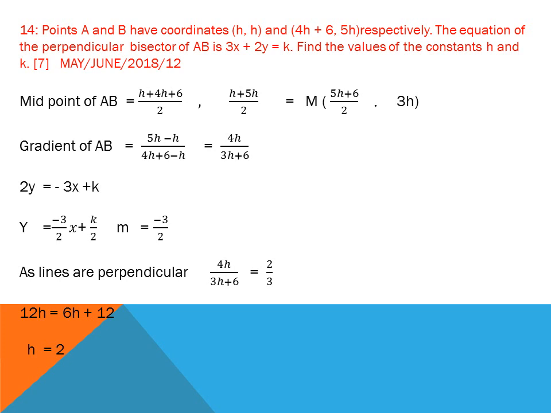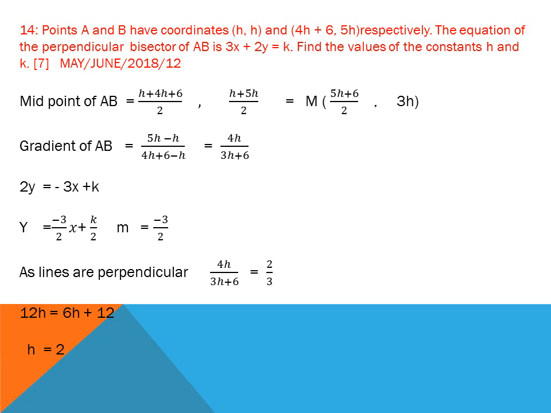Midpoint of AB, I applied the formula. Bisector means the line 3x plus 2y is equal to k cuts the line AB at its midpoint. So the midpoint of AB is (x1 plus x2) over 2 and (y1 plus y2) over 2. So the midpoint will become (5h plus 6) over 2 and 3h.